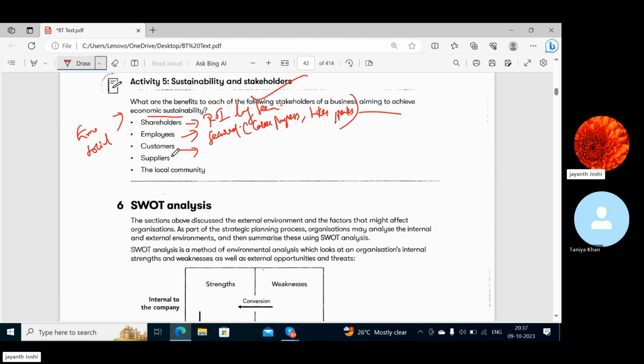Customers always want reliable supply of goods at cheaper rates, right? Suppliers always want the demand for their goods in the market. Local community want to benefit from successful businesses because they get taxes, right?